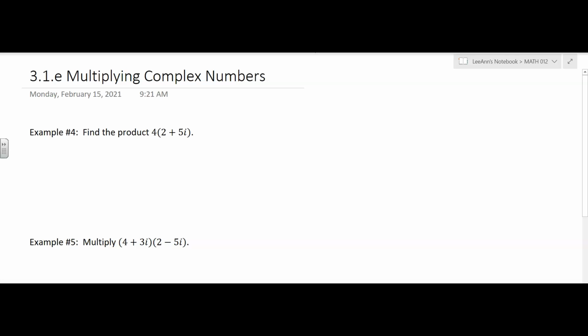All right, so we did adding and subtracting. Now we're going to do multiplying. So in this first one, we're just going to distribute that 4. So you get 4 times 2 is 8, plus 4 times 5i, which is going to be 20i. I don't know if that one was very exciting for you, but that's what's happening. You're just distributing that 4 times what's in the parentheses.